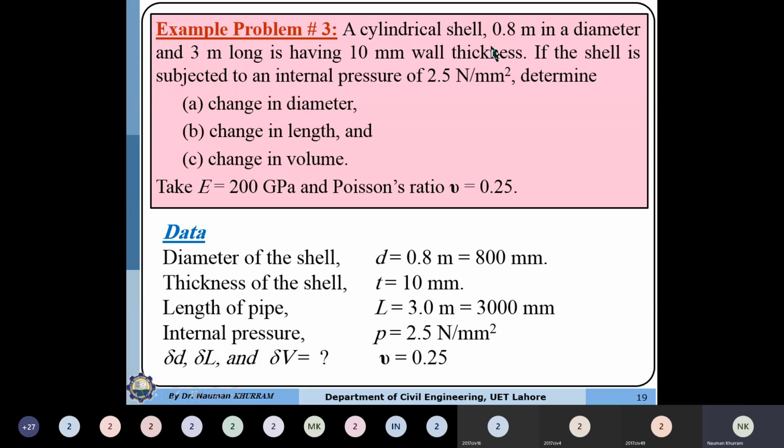A cylindrical shell with 0.8 meter diameter, length 3 meter, and wall thickness 10 millimeter is subjected to an internal pressure of 2.5 megapascal, that is Newton per millimeter square. Determine the change in diameter, change in length, and change in volume, given that Poisson's ratio is 0.25 and modulus of elasticity is 200 gigapascal. So there is a summary of the data here.